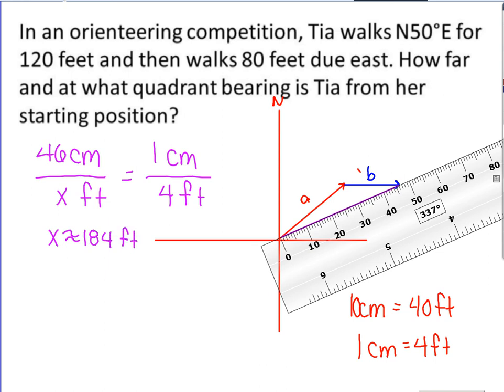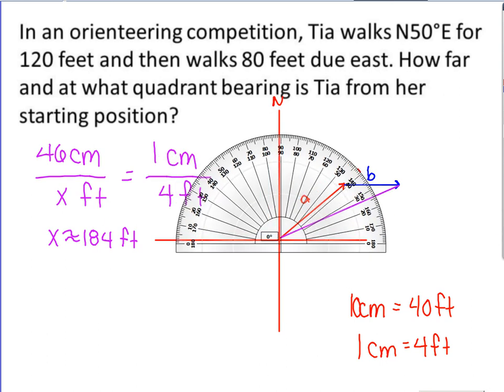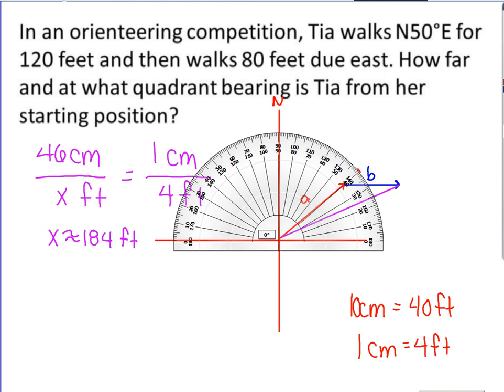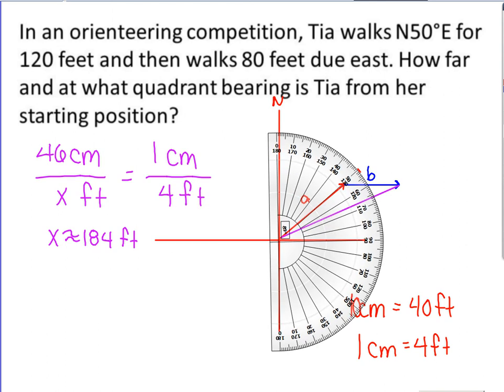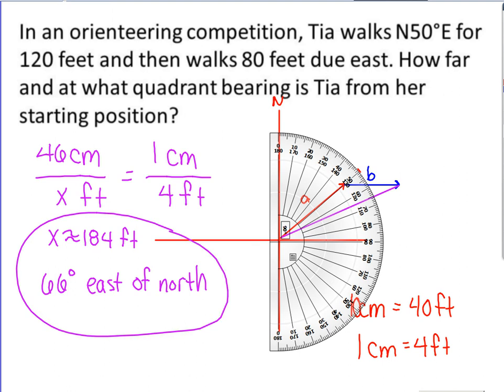We also need to measure the angle. So if we get our protractor back out and we measure from the north again, this is about 65, 66 degrees east of north. So her bearing, when she's done, from the starting point to the ending point, she's going to be 184 feet away, and she's going to have traveled 66 degrees east of north.